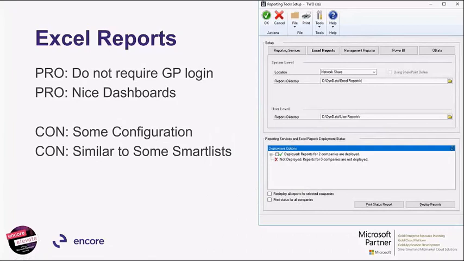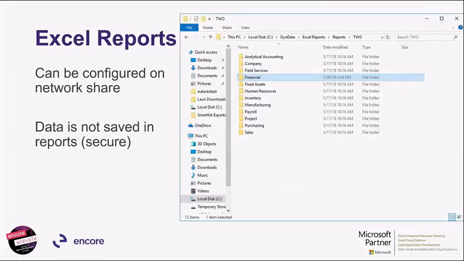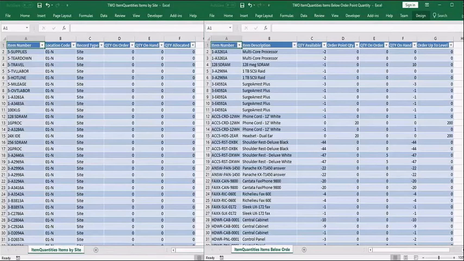Some of these do mimic Smart Lists a little bit, but they're pretty slick. You just browse to your folder. We open these up here. I've got two of them open side by side. As you can see, these you could definitely build in Smart List, but now you're not in GP, you're not consuming a license, and these automatically refresh.